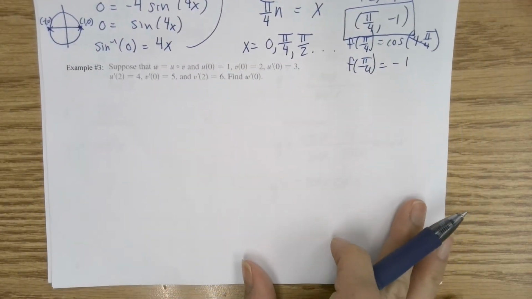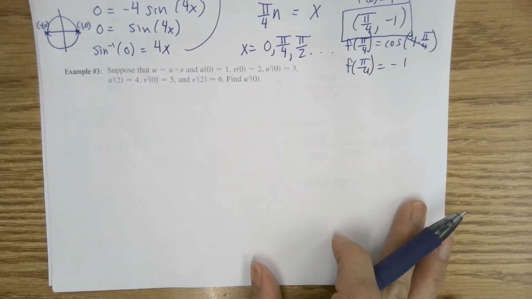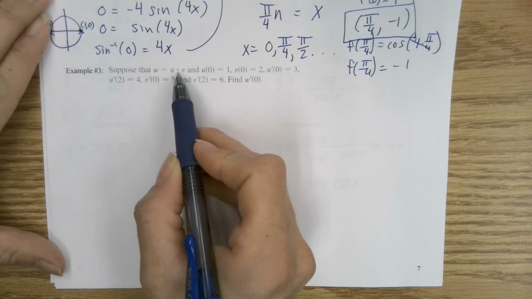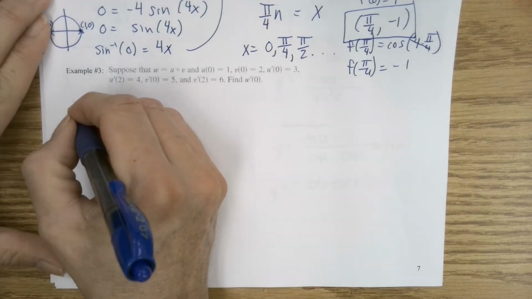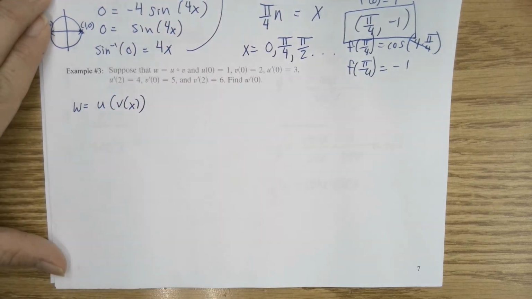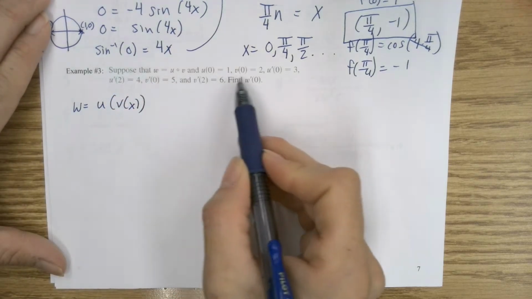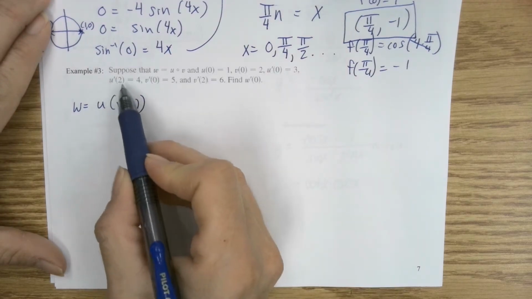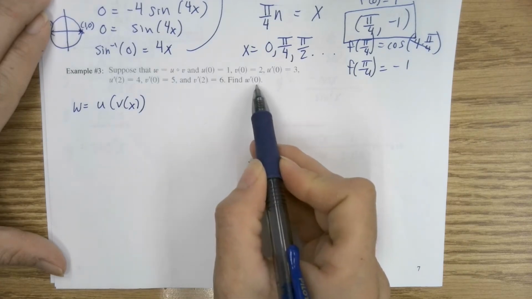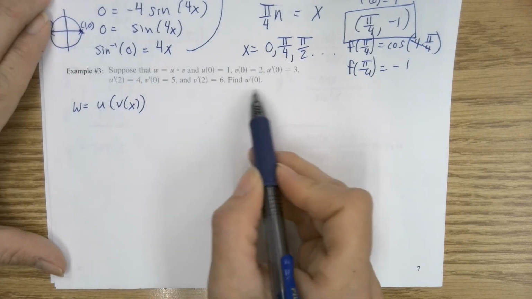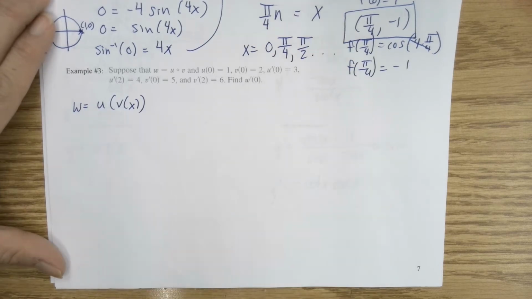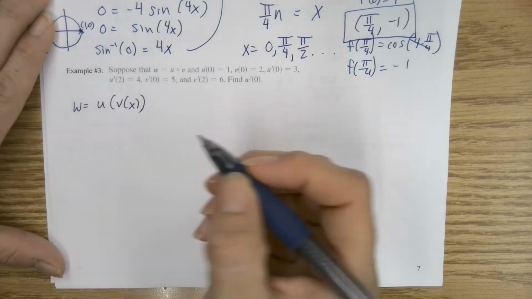Okay, example number 3. Suppose that W is defined as U composite V. Please note that's not a product, that is a composition. So W equals U of V of X. And they're defining U of 0, V of 0, U prime of 0, U prime of 2, V prime of 0, and V prime of 2. And they want you to find W prime of 0. So before I can look for W prime of 0, I need to find W prime.